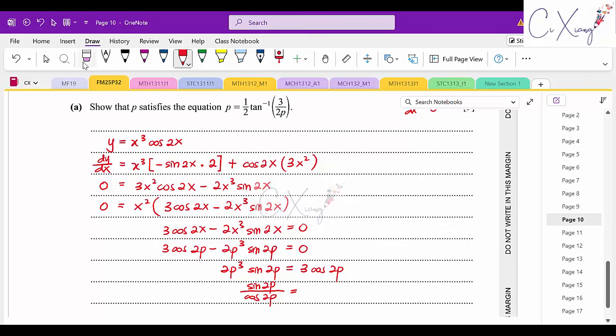I think I did a careless mistake earlier. When I factorize out the x squared, there's no more x cubed here. This one should be the x. So sorry for that. Then the next step also, this one, I will be having 2x only.